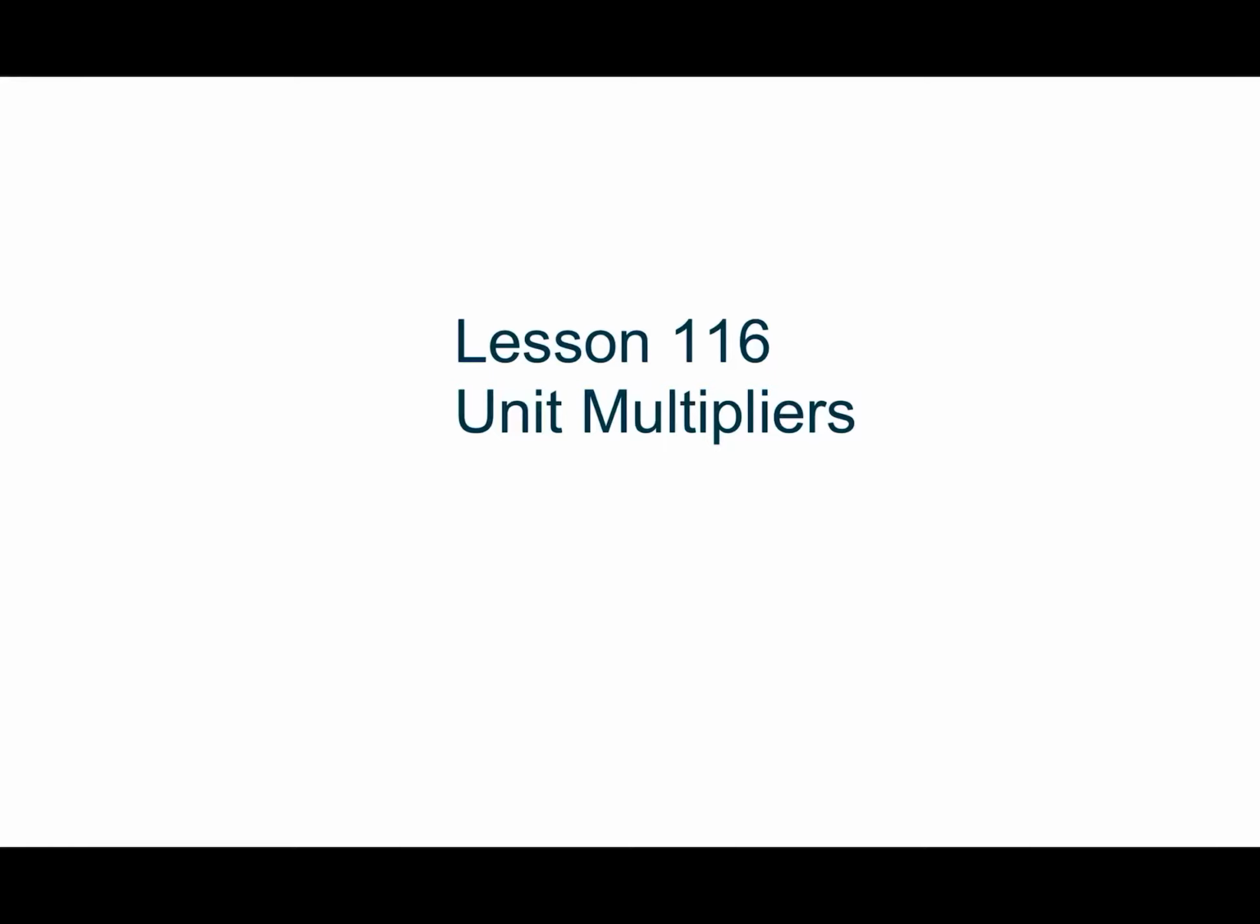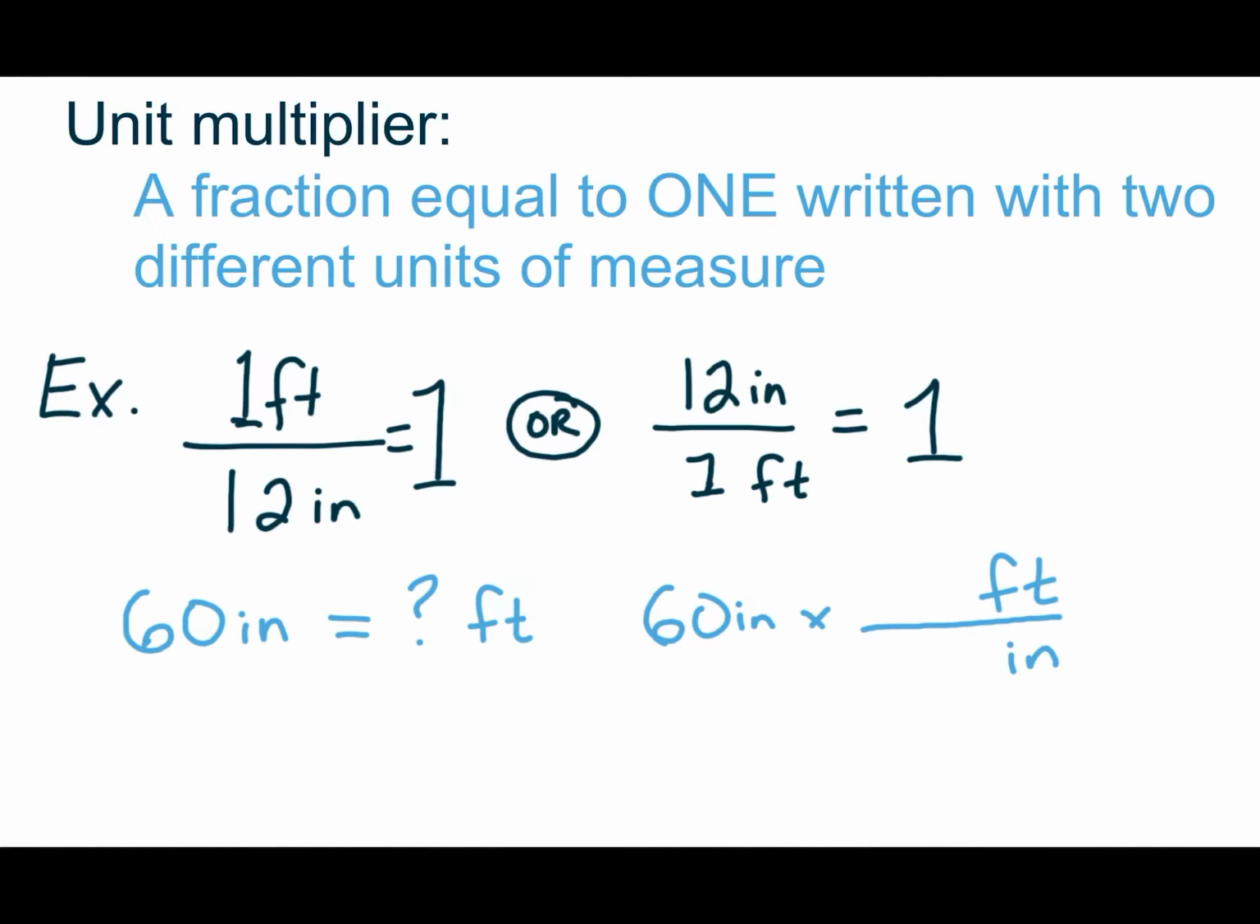This is lesson 116, unit multipliers. Again, just like scientific notation, this is something that you are going to see in higher level math and in higher level science as well. Now, what is a unit multiplier? A unit multiplier is just a fraction that equals 1 written with two different units of measure.